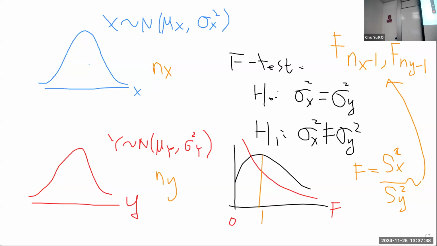If you do ANOVA or regression, the numerator must be bigger than the denominator by construction, because across group must be bigger than within group. So you only need to check the right tail. That is usually what we do in Excel. So that is the F test. Is that clear?